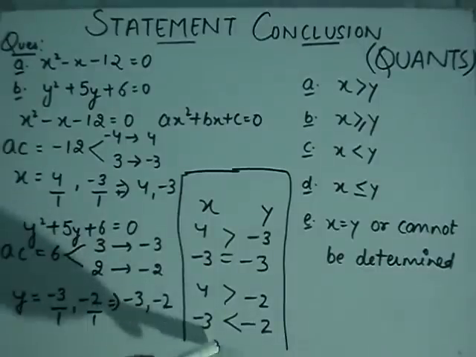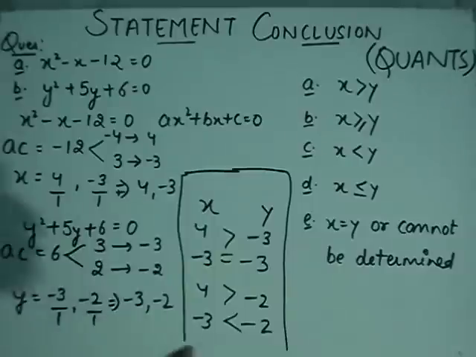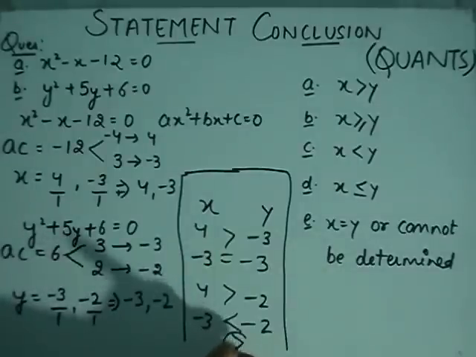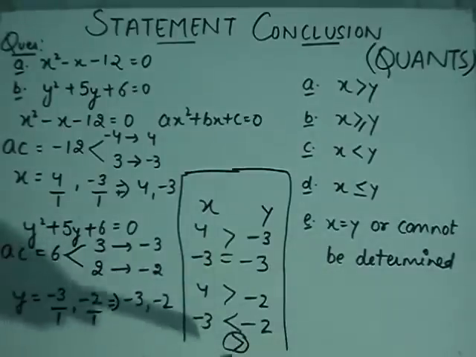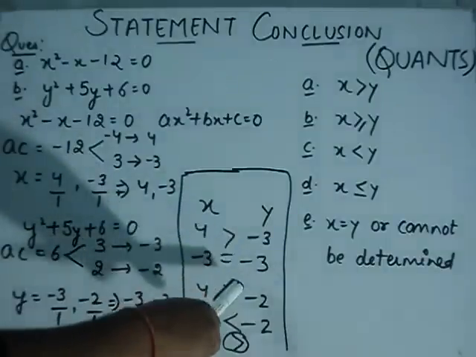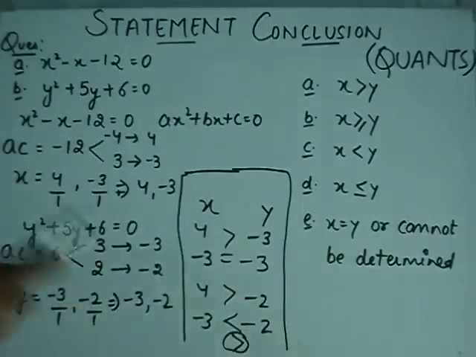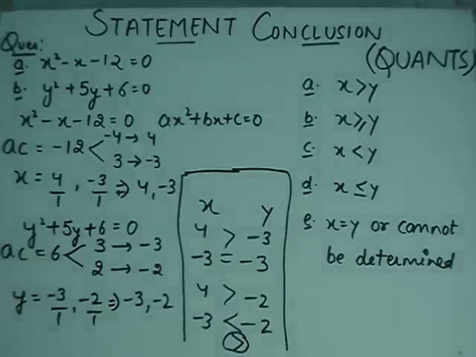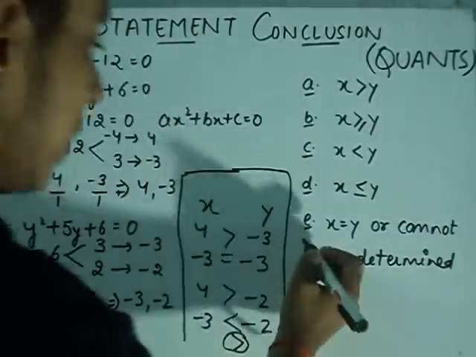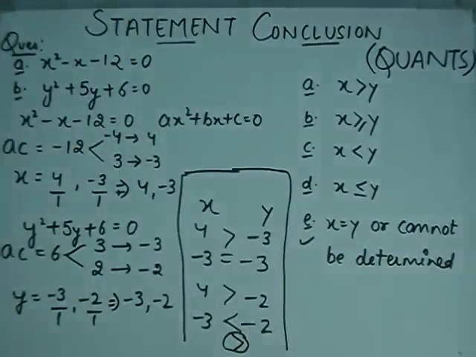If this would be reversed like this, then in that case I would confirm x is greater than or equal to y. But here x is greater than y, it is equal to this, and it is greater than y, but in this case it is lesser than y. So it is like a bulky thing. So in this case our answer would be cannot be determined. So I am going to take option E.